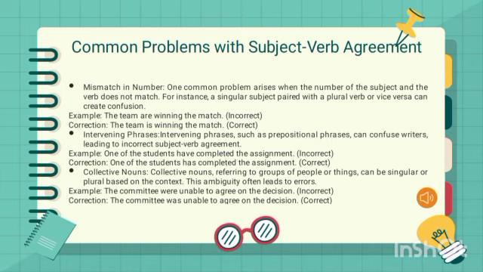Collective noun. A collective noun, referring to a group of people or things, can be singular or plural based on the context. This ambiguity often leads to errors. Example: the committee were unable to agree on the decision. Correction: the committee was unable to agree on the decision.